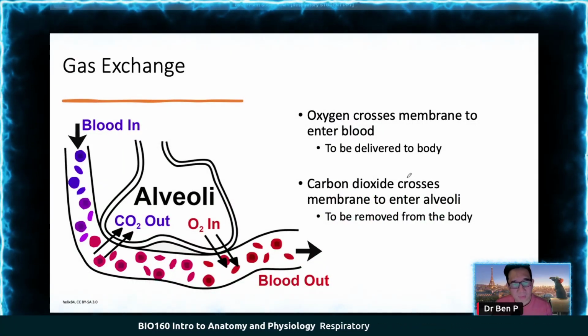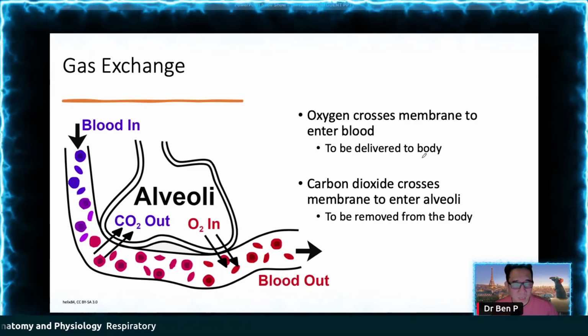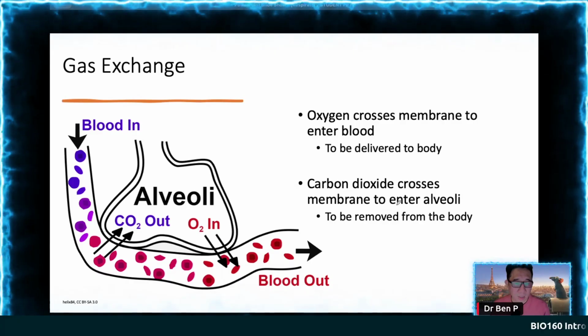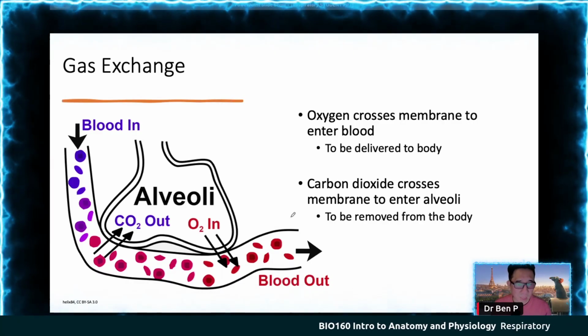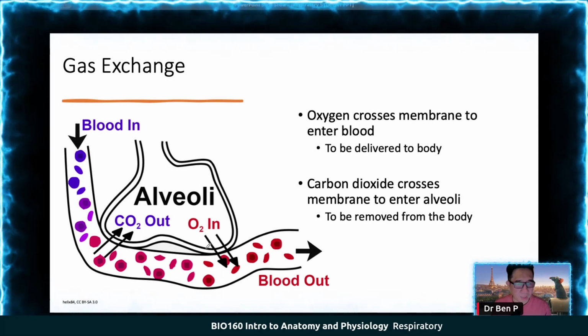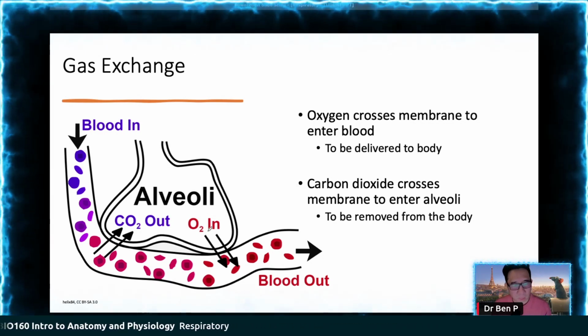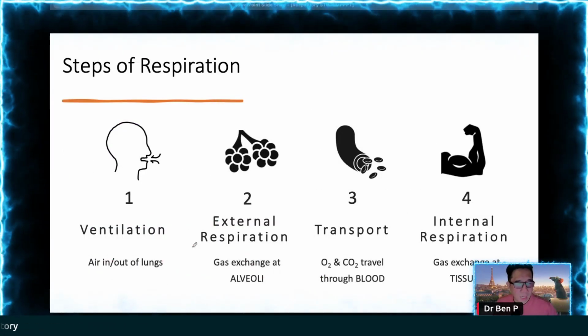Okay, then we have the gas exchange. You have the oxygen crossing into the blood to be delivered to your body. You have your CO2, carbon dioxide, crossing the membrane to enter the alveoli, so it can be removed from the body. So oxygen going in, CO2 going out. That's how it works.